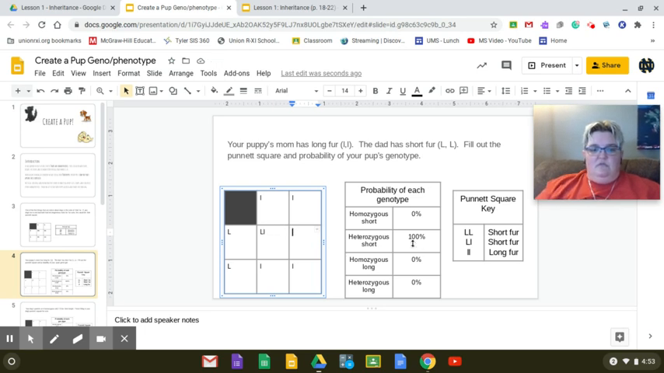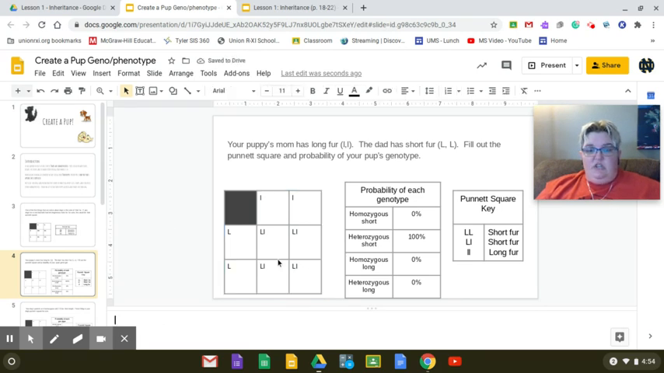Oops, there you go. Like that. Okay, so that would be our genotypes for the possible babies.